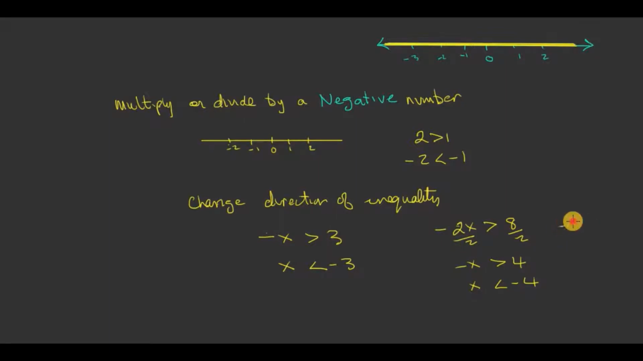And let's do that. -2x is greater than 8. Divide both sides by -2. Divide that by -2 as well. And now I'm going to get x, and then I change the sign because I divided by a negative number, is less than -4.